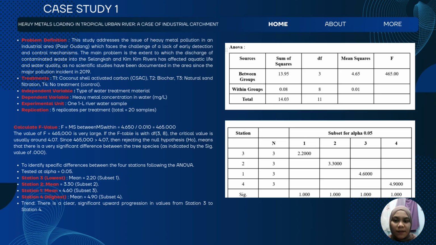So the experimental unit is a 1 liter river water sample. Replication is 5 replicates per treatment. So the total is 20 samples. So we go to calculate the F value.